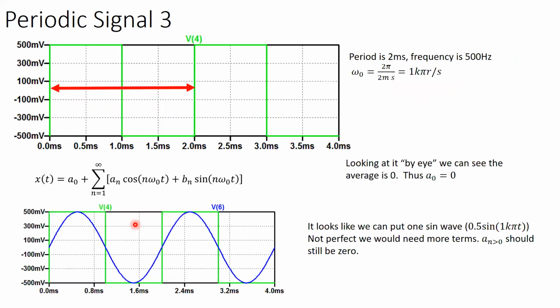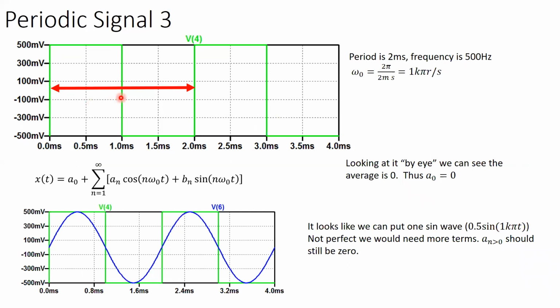Now, let's do our next periodic signal. It's a square wave. The period of this square wave is 2 milliseconds, so omega naught is 1 kilopi radians per second. I'm looking at it by eye. It's going up to 500 and down to minus 500. Now, if this is on a scope, you can click average, and it'll tell you what it is. And the scopes are smart enough to figure out what the period is.